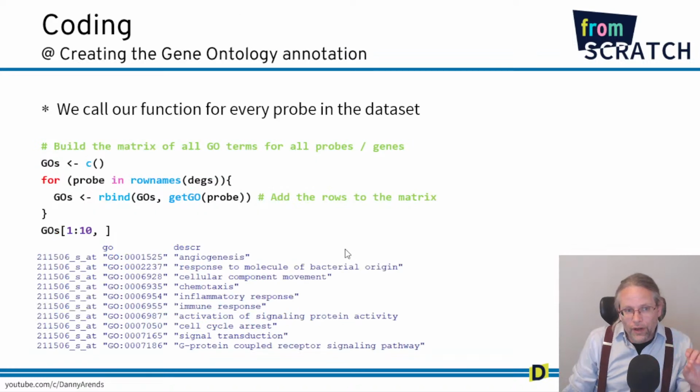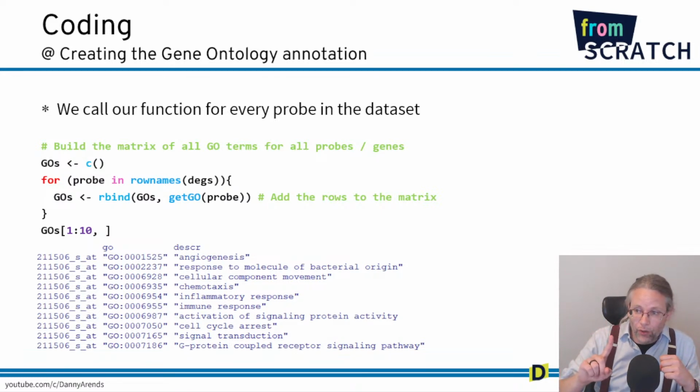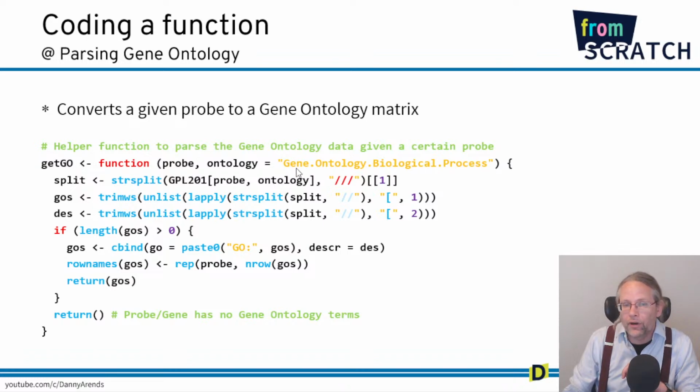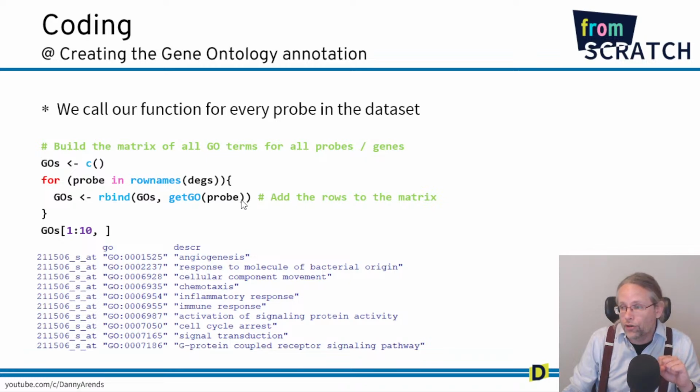All right, so next we're going to build a matrix for all the probes. Because this function just does it for a single probe, but we have many probes on our array. We have like 8,000 plus probes. So I'm going to build a little for loop. I have a GO matrix, which initially is just empty. Then for each probe in the row names of the differentially expressed genes, I'm going to row bind to the matrix that I had the getGO of this probe. I'm not specifying the second parameter because it defaults to the biological process, and in this case that's good enough for me.